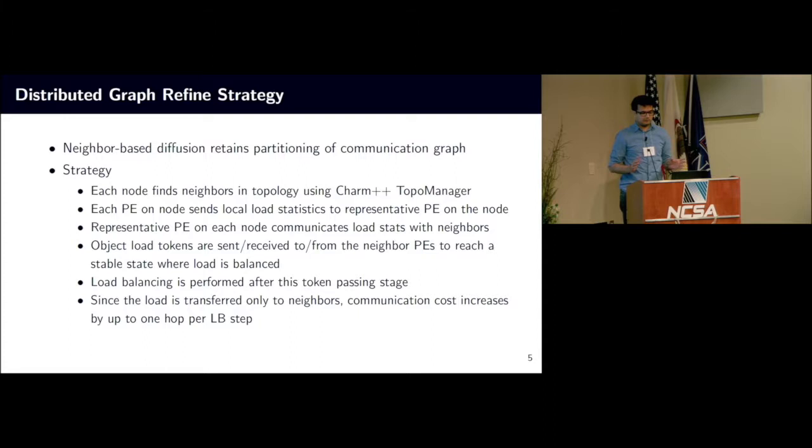So the strategy itself is as follows. Each node finds its neighbors in the topology using a feature of Tron++ called Topo Manager. Then each PE on the node sends its local load statistics to a representative PE on the node.